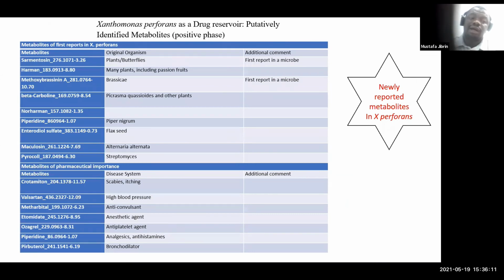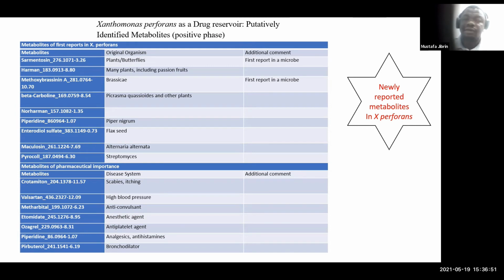So what we found out was really interesting, because this is the first work that has been done on Xanthomonas perforans in terms of metabolomic studies, and we found a lot of chemicals being reported for the first time in microbial systems, and some chemicals for the first time in Xanthomonas systems. So, for example, we have cementosin. In all the literature that we searched, it's only present in plants and butterflies. This is the first time we are seeing it in a microbial system.